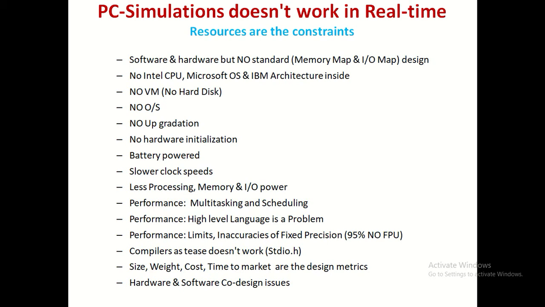Second is, when we talk about software and hardware, what are the major components? One is the CPU, second is the operating system, third is the architecture. For years, when it comes to standard systems, majorly the industry or the educational sector is using an Intel CPU when it comes to desktop systems, a Microsoft or Linux operating system, and the architecture of the computer is IBM.